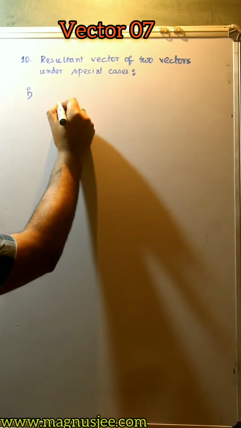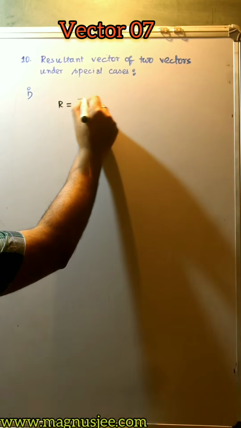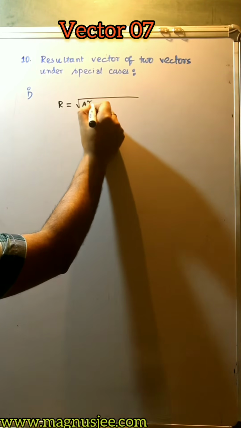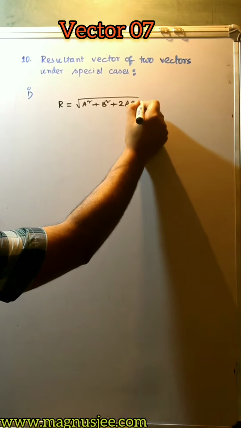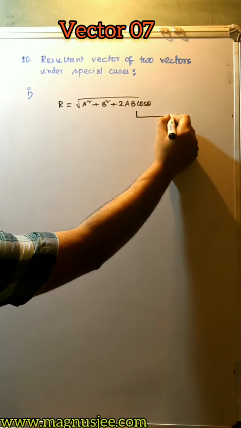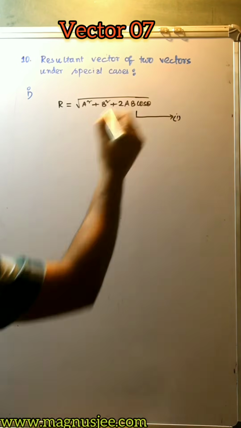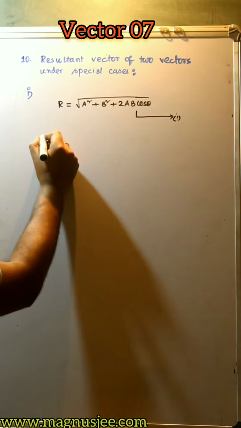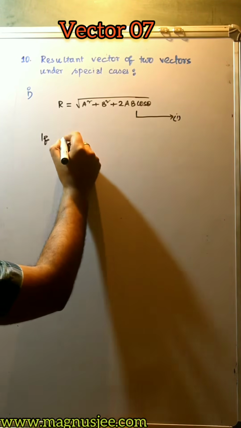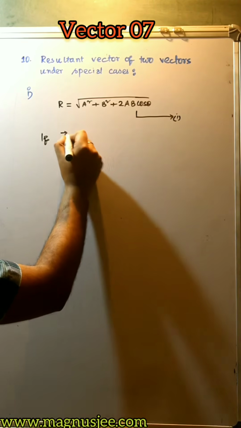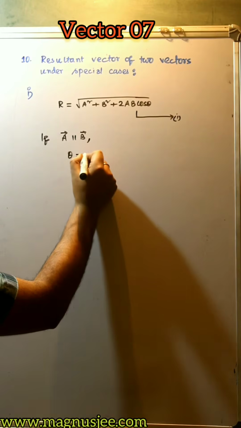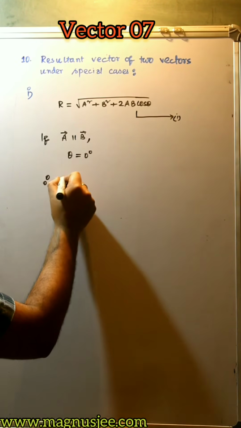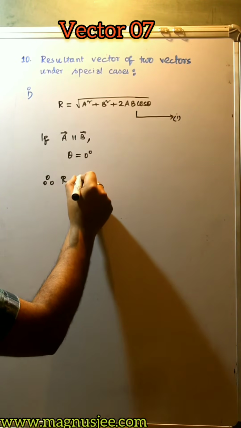Number one. R is equal to root over a square plus b square plus 2ab cos theta. Equation 1, which is the magnitude of the resultant vector of two vectors, vector A and vector B, acting at an angle theta. If vector A is parallel to vector B, theta is equal to 0 degree, then what will be the formula of R?